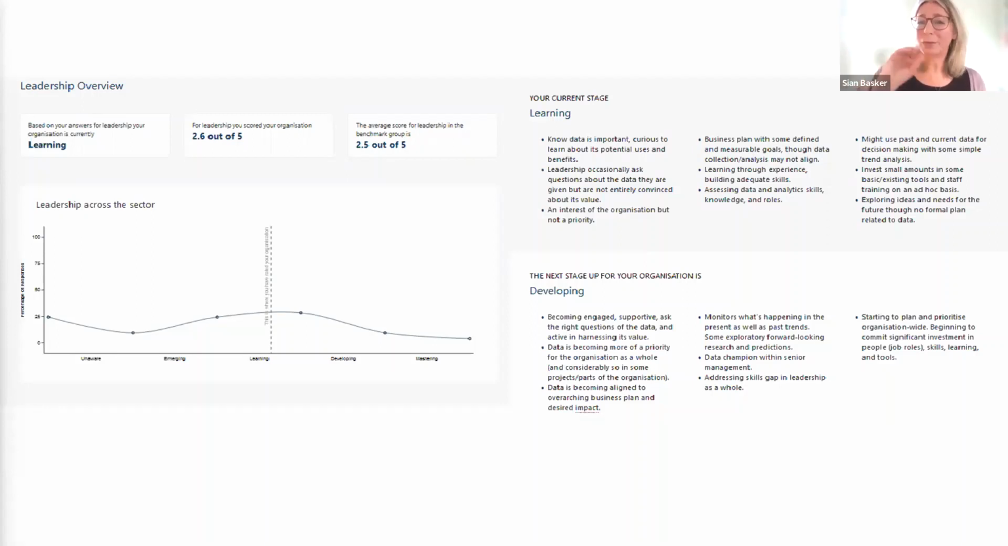But it also breaks down, when I was showing you the whole theoretical framework with those 5 stages, it focuses and says, we think you're probably in this stage, and the next stage up is going to look like this. So it's really about helping to focus in on the areas where an organisation is weakest and needs to make a difference.